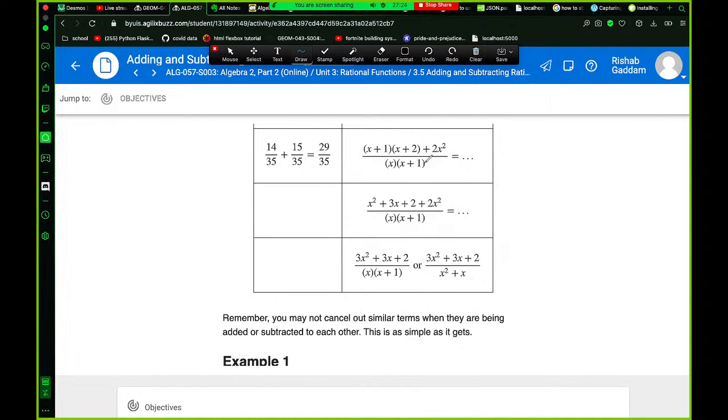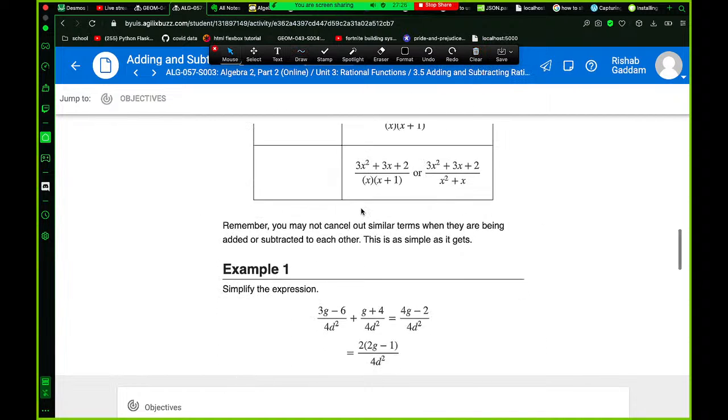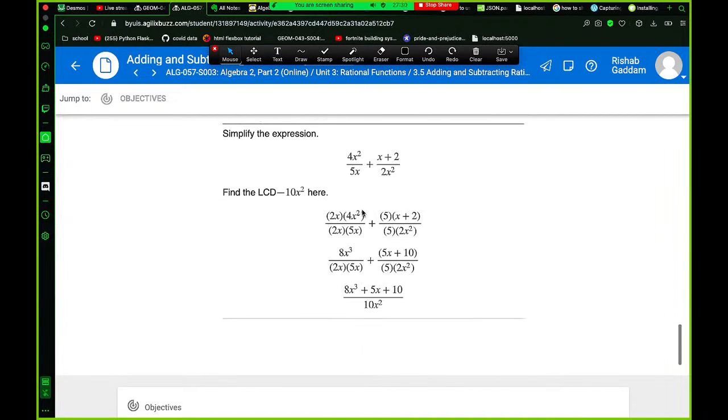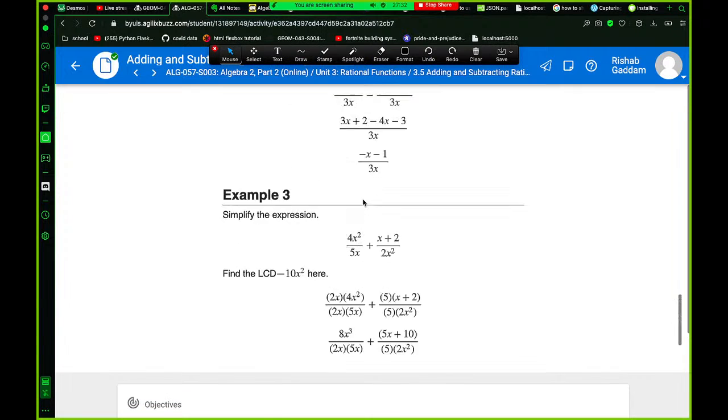So, yeah, clear the screen. And let's do an example problem together.